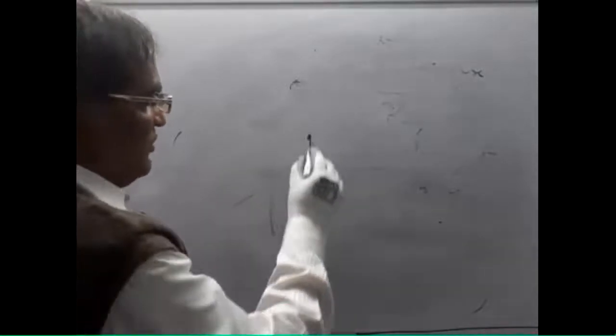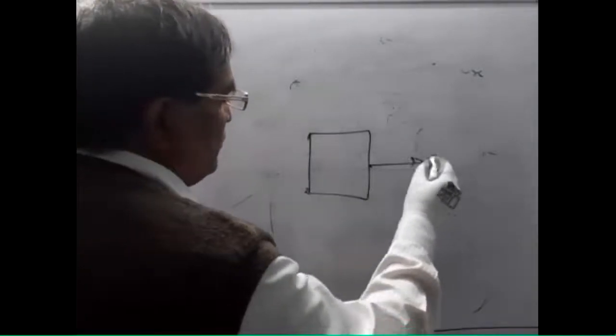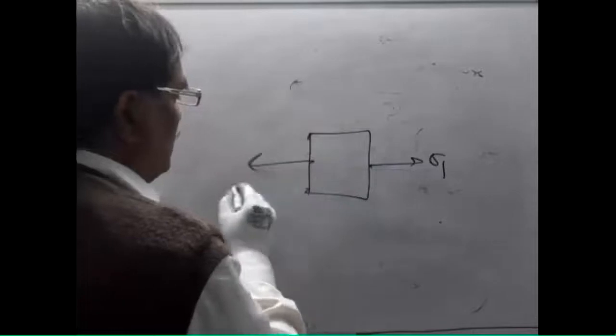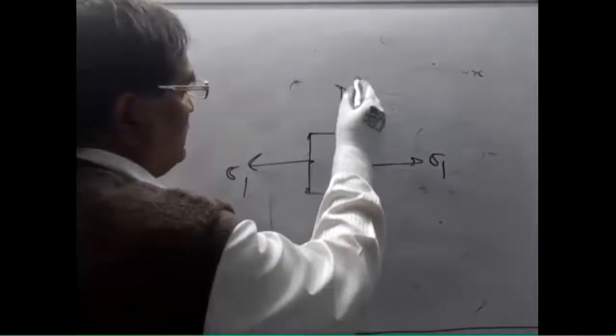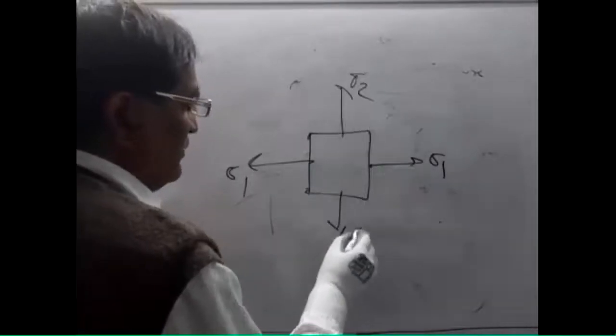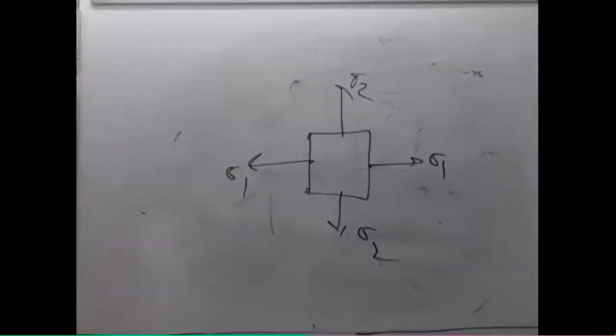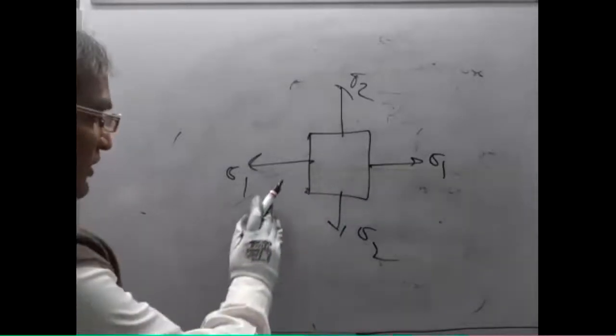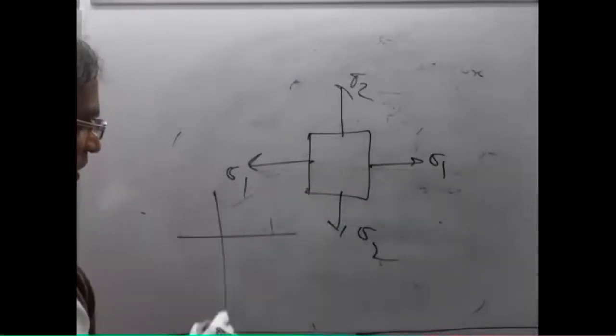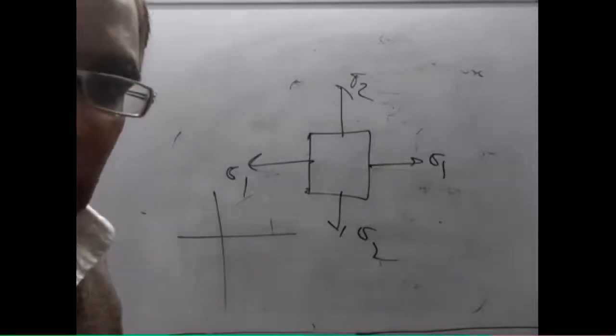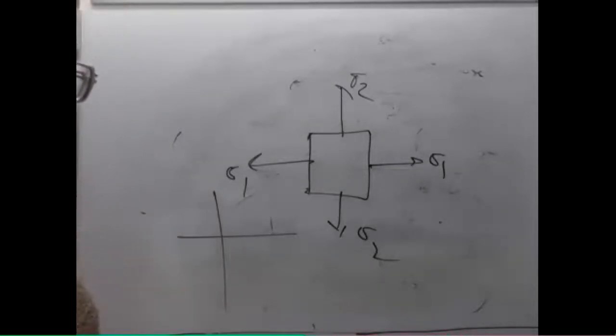Suppose you have been given sigma 1 and sigma 2, right? So what will the Mohr circle diagram be? Or even you can get sigma 3. For that you have to again follow the same procedure. You know the x-axis is the line or the plane of the maximum.